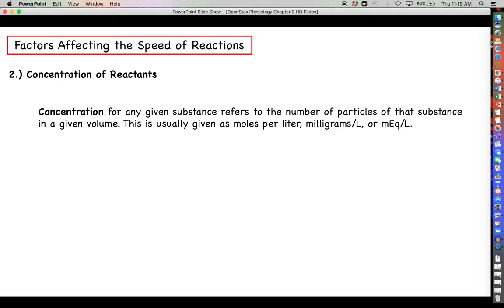We've already established the definition for concentration for any substance in that it refers to the number of particles or just the amount of that substance in a given volume of liquid or solution or container, whatever it may be. The units for concentration can be given in a number of different ways. The most common ones are going to be moles per liter, that's molarity, milligrams per liter or milligrams per milliliter, equivalents or milliequivalents per liter. So if you're going to go on to nursing, like I think most of you are, you're going to become familiar with a lot of different measures of concentration.